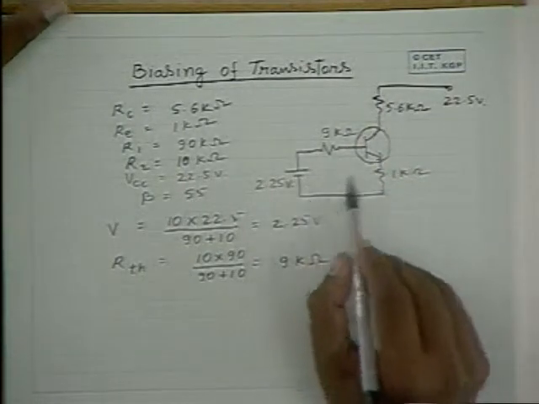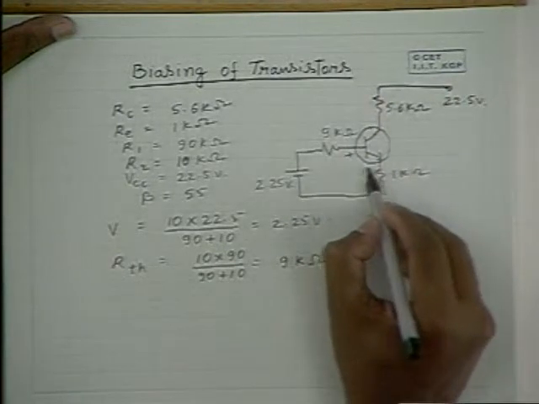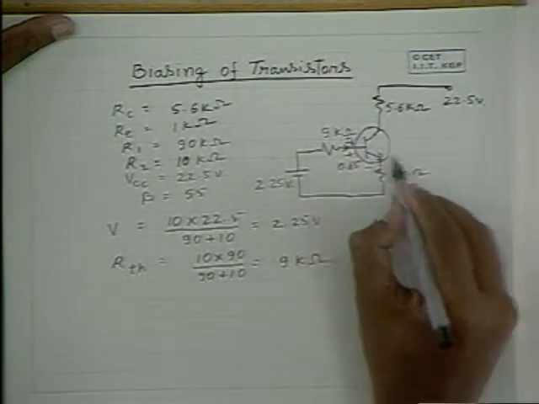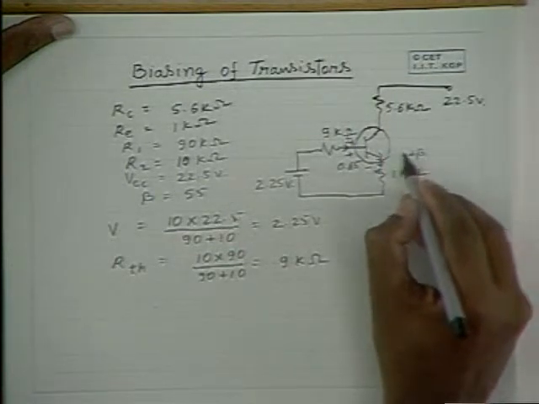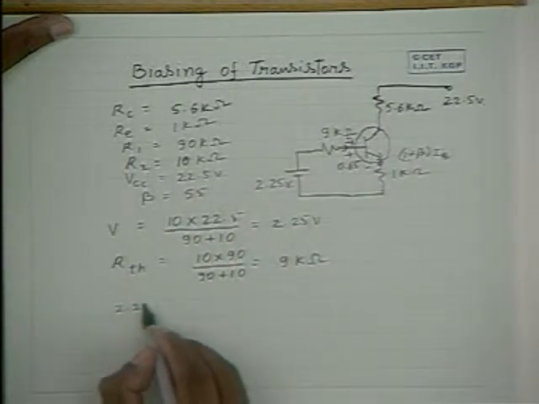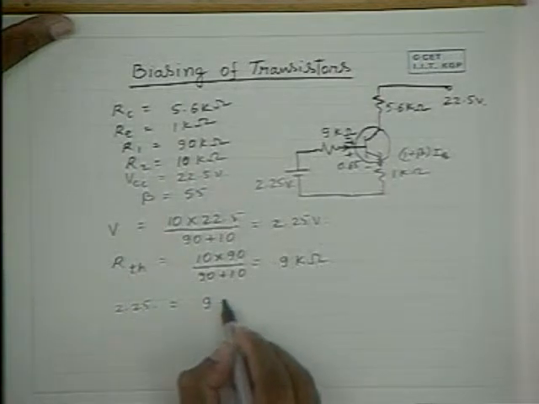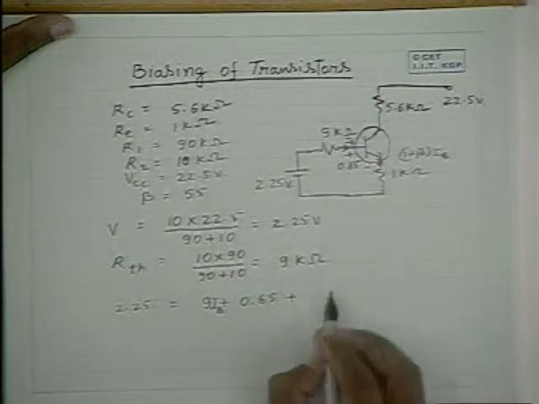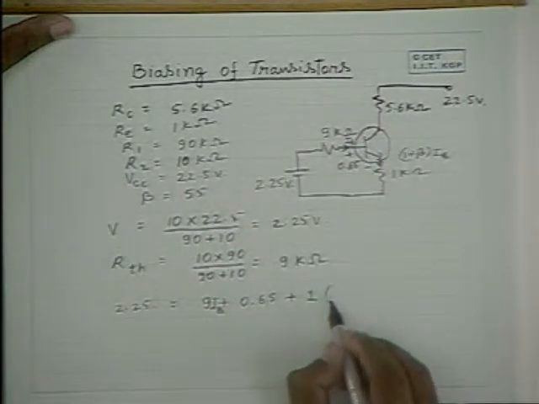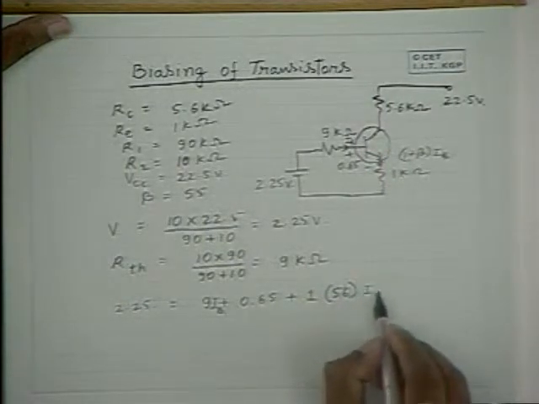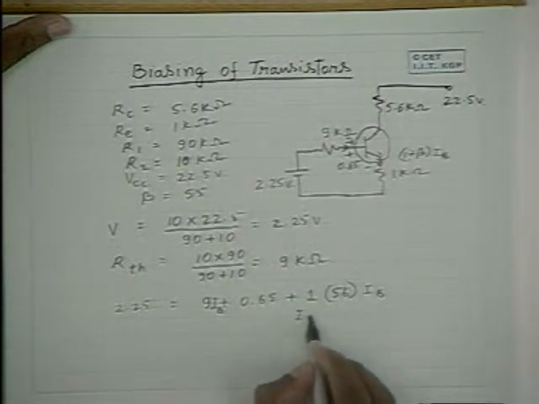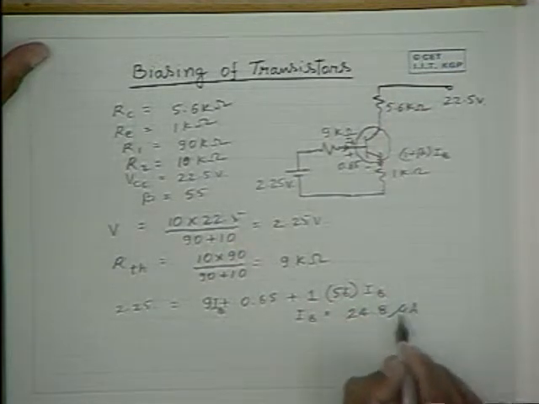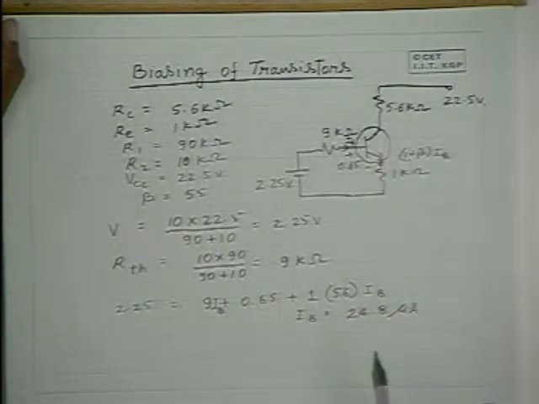Now, using the first equation, that is the equation on this side, this voltage taken as about 0.65 volts, and this is 1K, and if this is the base current IB, this is equal to IE, that is 1 plus beta times IB. So the first equation is 2.25 is equal to 9IB plus 0.65 volts plus 1 into 1 plus beta, which is 56, into 1 kilo ohm into IB. So from this, we can obtain IB as about 24.8 microamperes. By solving this equation, we can get IB as 24.8 microamperes.